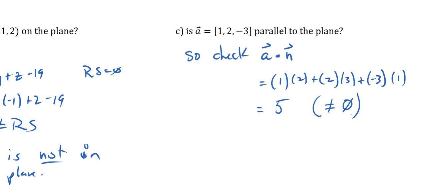I'm putting this not because you would have to state that 5 is not equal to 0 every time you solve this question. Obviously, 5 isn't equal to 0. Why am I stating that? Just as a reminder, it's about what this conclusion tells us. Therefore, A is not parallel to the plane.